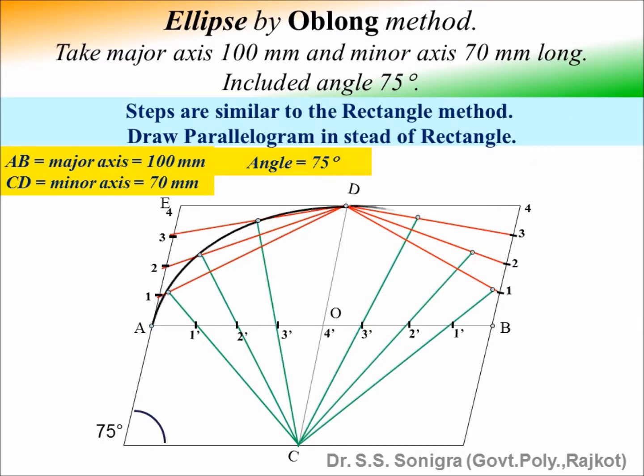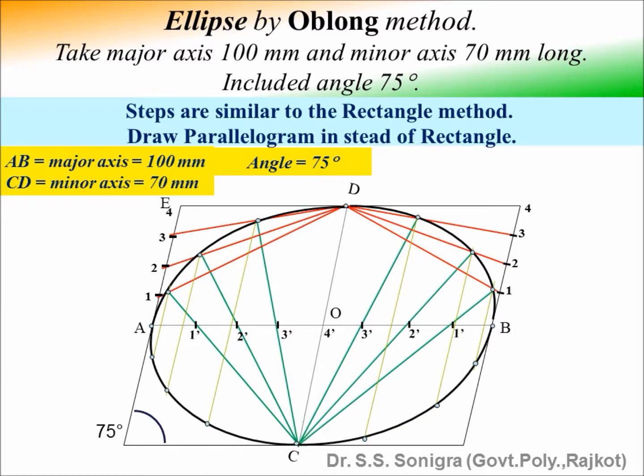Now join all these points with a smooth curve, and that is the semi-ellipse of given dimension. Now project these points on the bottom side. You can do the same exercise, or directly you can project by drawing lines parallel to CD and join all these points. So that is an ellipse by the oblong method.